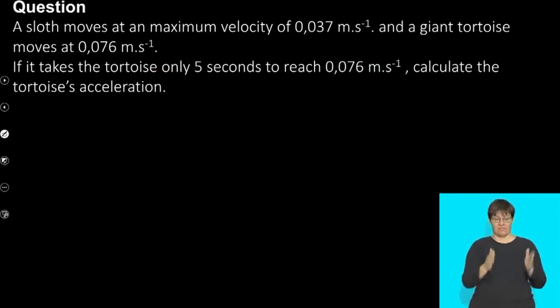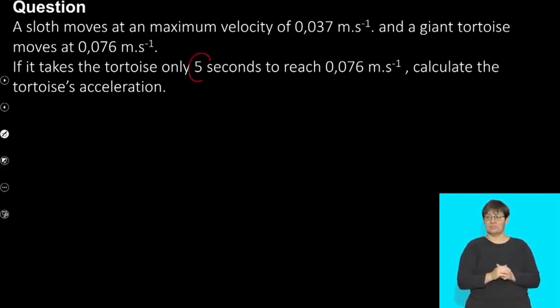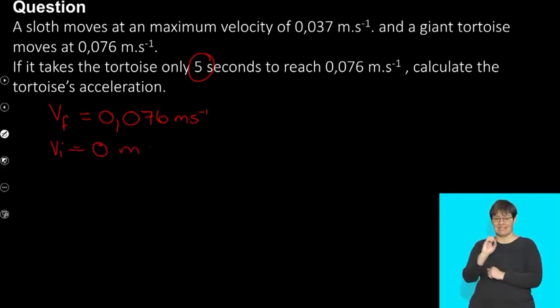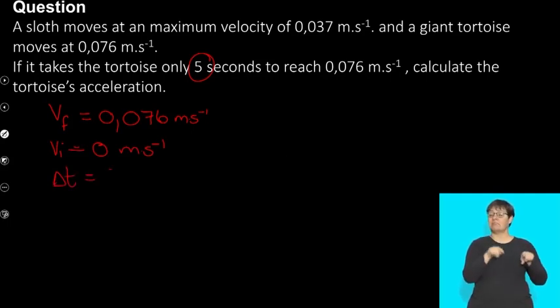Let's look at the tortoise. The tortoise is much faster. So if it takes the tortoise only 5 seconds to reach 0.076 meters per second, they want the tortoise's acceleration. Well, final velocity is 0.076. Initial velocity is going to be zero. And the tortoise is much quicker. It only takes 5 seconds.